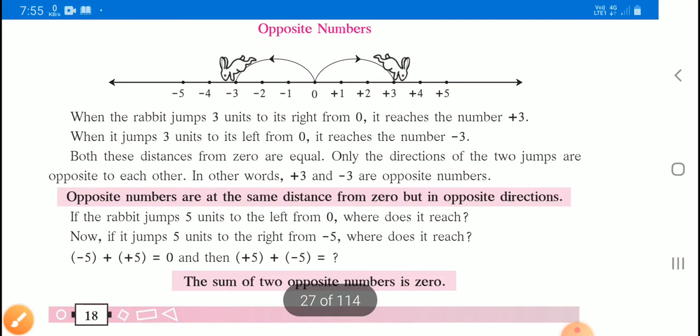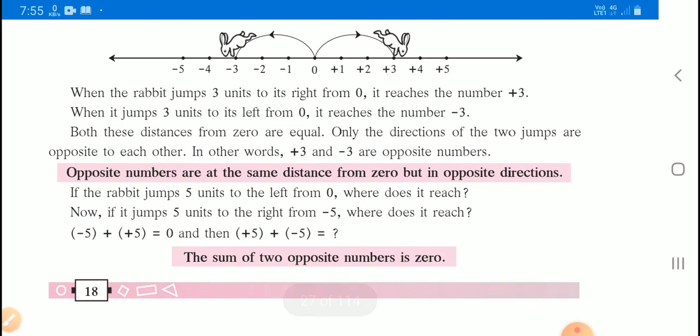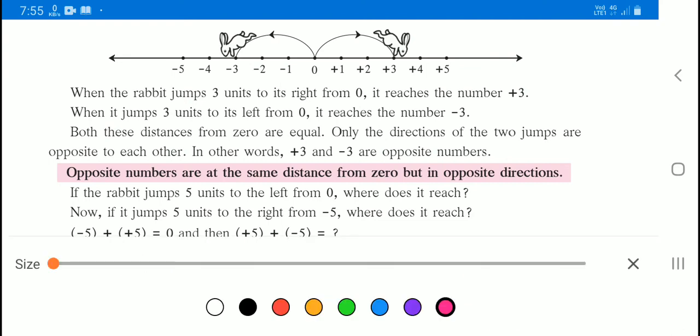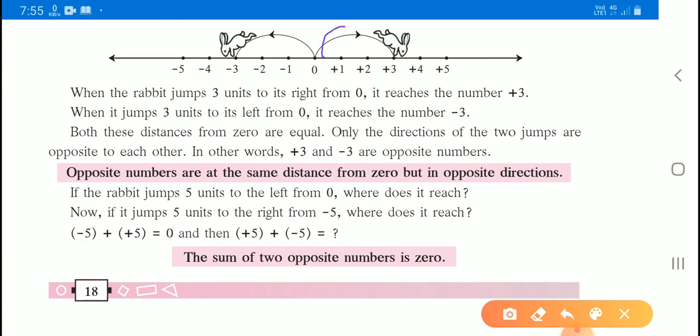Now look, opposite numbers are at the same distance from 0 but in opposite directions. That's why their signs are also opposite. So we'll see other numbers. Suppose the rabbit jumps 2 units to the right, then it jumps plus 2. And if the rabbit jumps 2 units to the left, then it is minus 2. So here positive 2 and negative 2 are opposite numbers of each other.